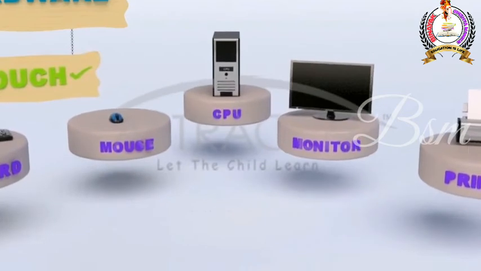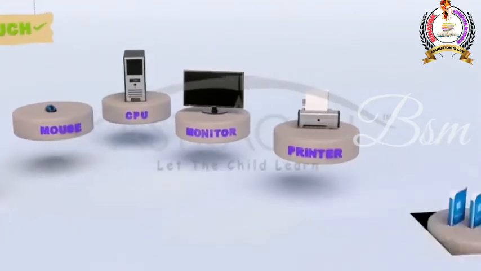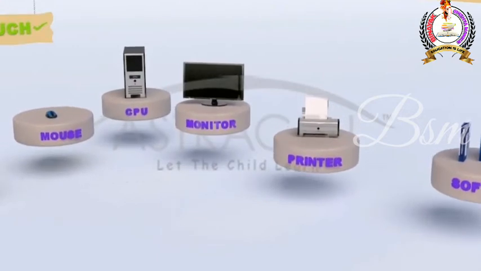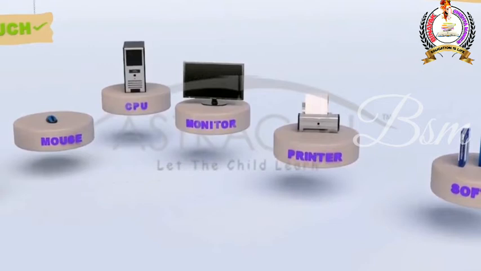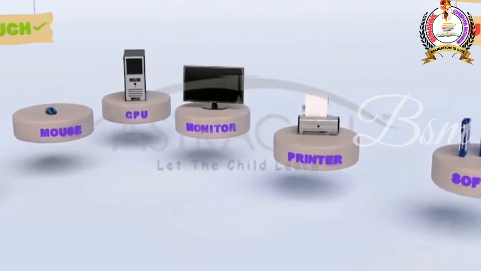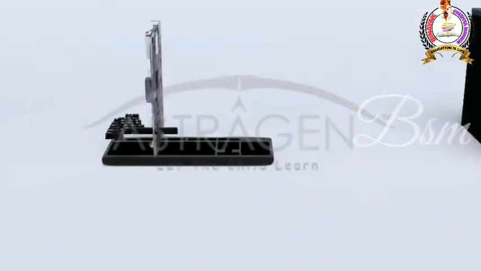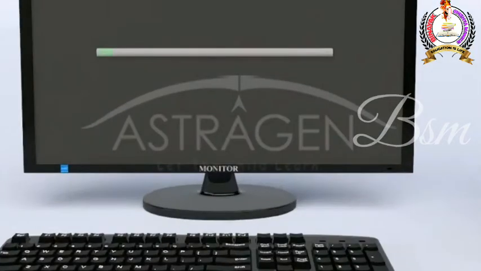In addition to hardware, a computer has software too. A set of instructions given to the computer to do a specific task is called software. You cannot touch software. Computer needs both hardware and software to work.